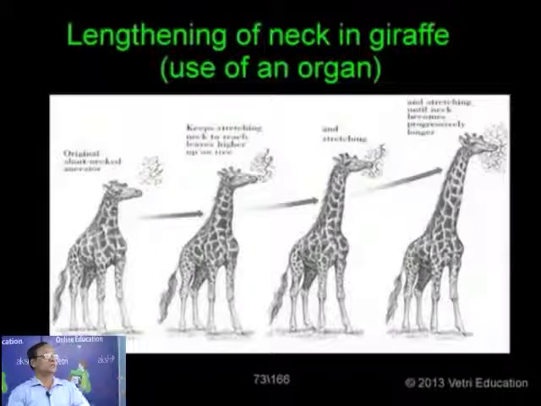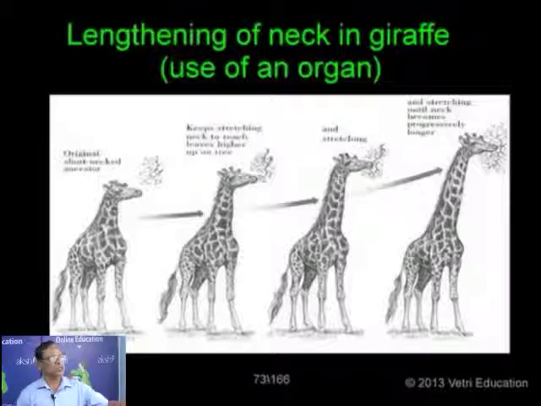Now this is the second one: when the organism uses its structure in order to meet its needs, the organ increases in size. So here you see that, in order to get the leaves or the food from the trees, the animal stretched, going on stretching, and finally the present giraffe evolved, to compete with other organisms, just actually competing for food.